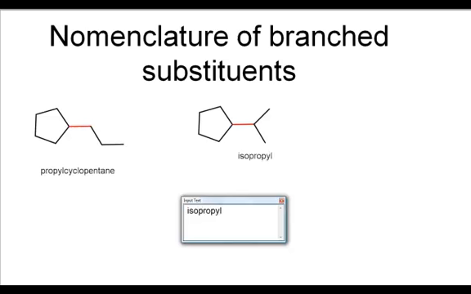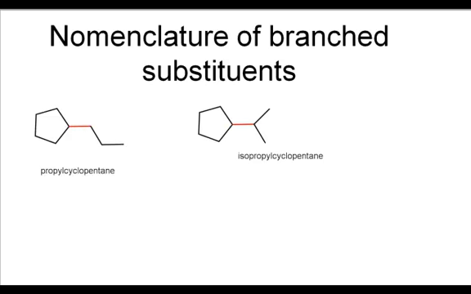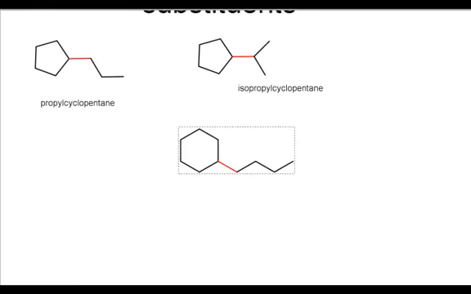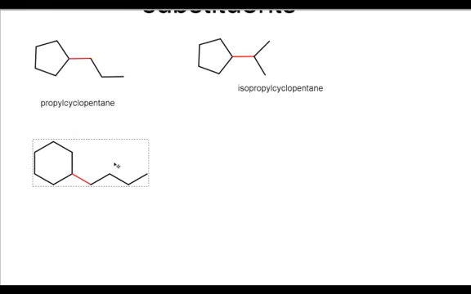Obviously that's an isomer of the propyl group, and I am attached to a cyclopentane. So there we go. Isopropyl cyclopentane is the name of this molecule. Let's go ahead and look at another example, and I think you could probably figure this out pretty quickly.